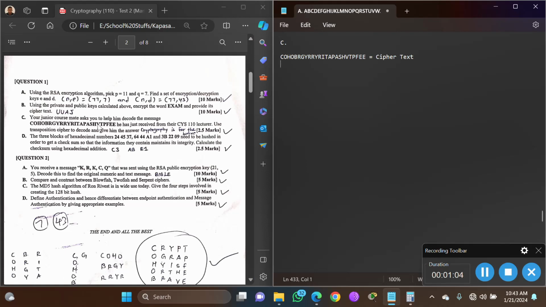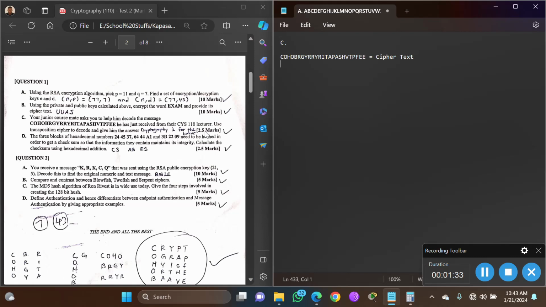So we are tasked to decode this message by our junior classmate. He has received it from their CYS110 lecture, which is cryptography. So he has received this from Mr. Chishala. Okay, use transposition cipher to decode and give him the answer. As you can see, this is just 2.5 marks, so we'll do it quickly.